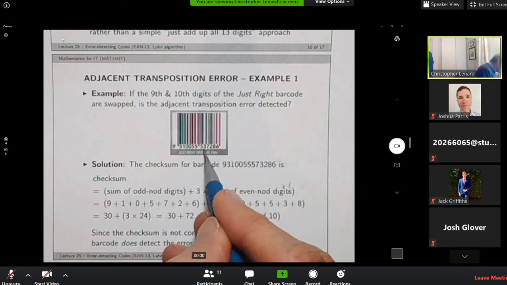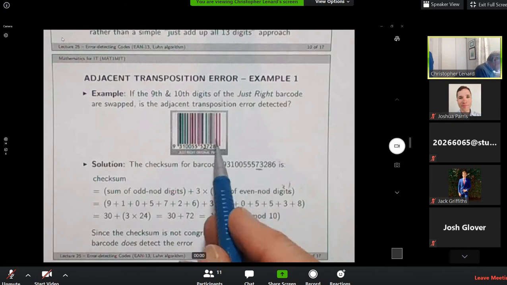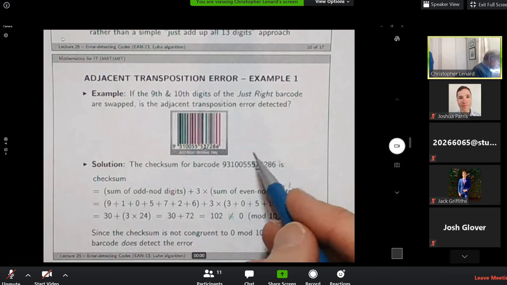Suppose we take the 37 here. Suppose the 37 was transposed into 73. So instead of reading 37, you read 73. Let's check this to see if it's a valid EAN. So this is a transposition.